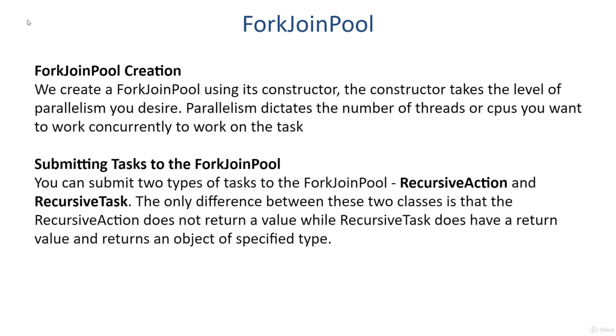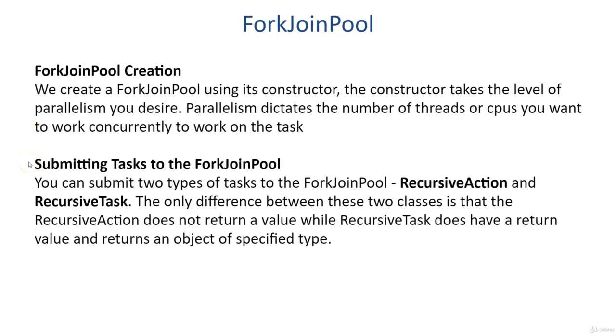Fork join pool creation. We create a fork join pool using its constructor. The constructor takes the level of parallelism you desire. Parallelism dictates the number of threads or CPUs you want to concurrently work on the task.